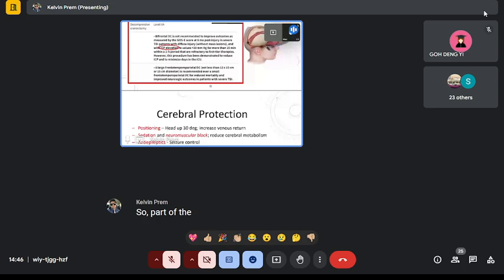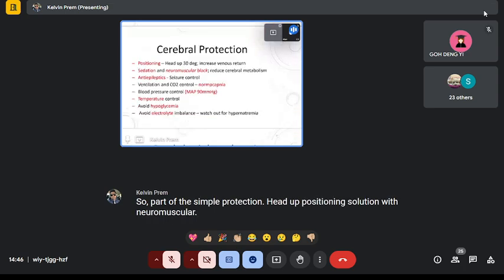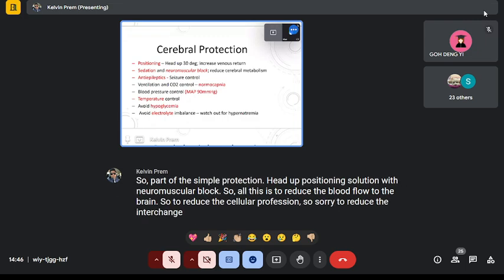So as part of the cerebral protection, head up positioning, sedation with neuromuscular block. All this is to reduce the intracranial pressure and maintain the cerebral perfusion pressure.